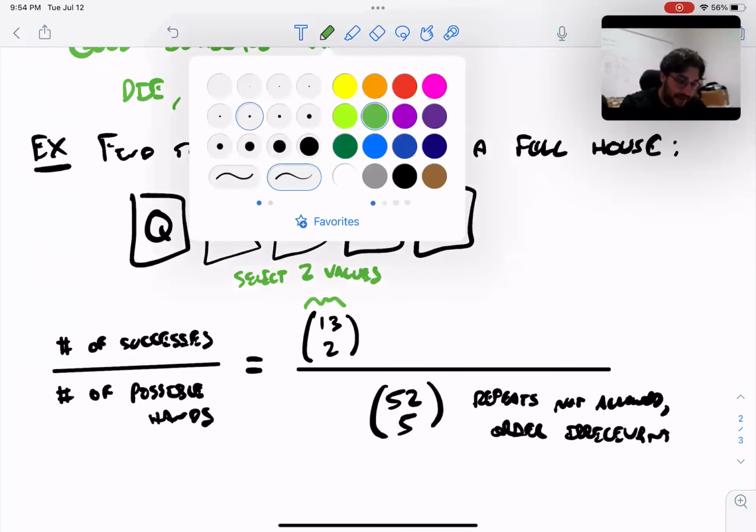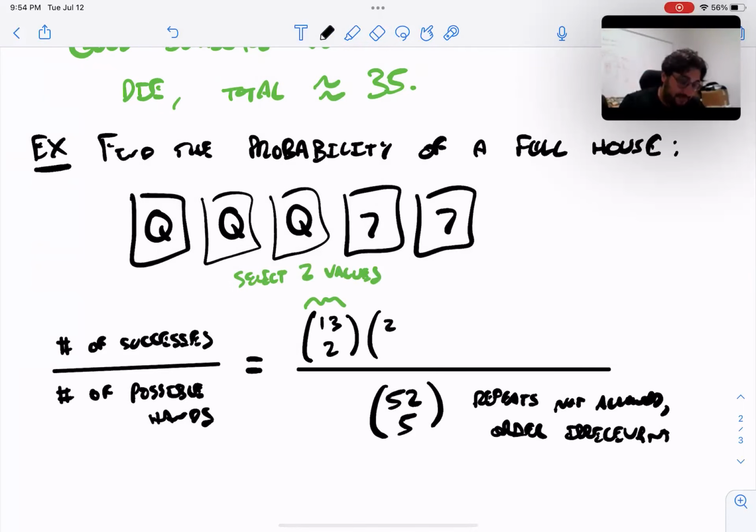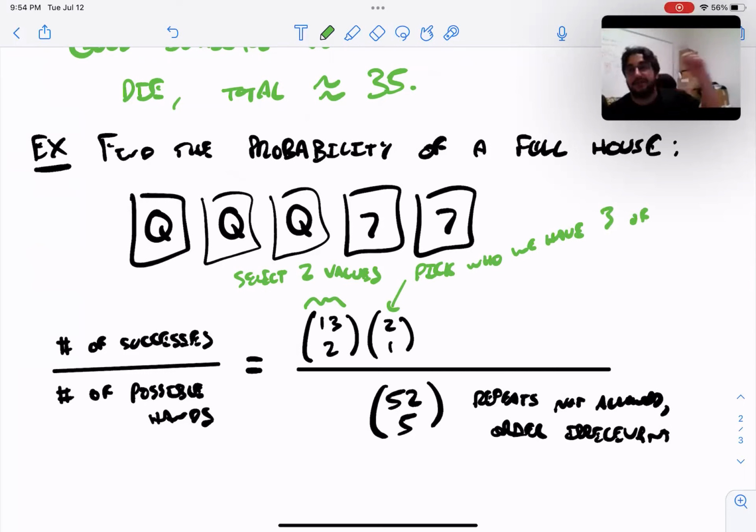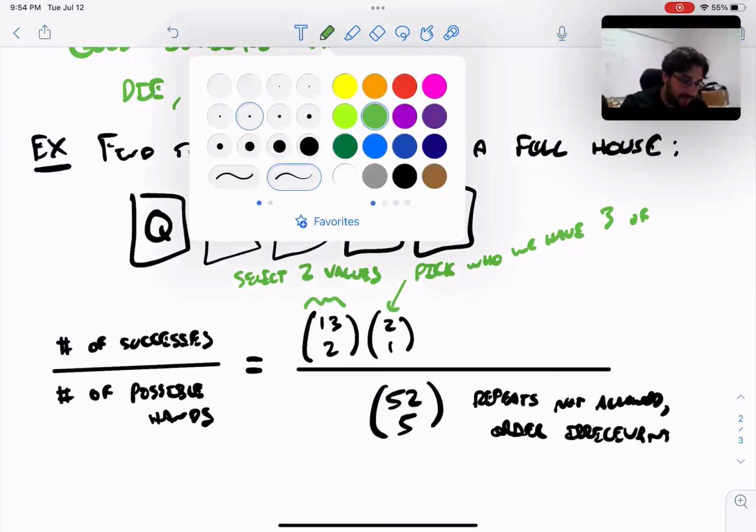Now, of those 2 values, I have to pick one that I have 3 of and one that I have 2 of. So pick which one we have 3 of. The idea is, suppose I already chose queens and sevens from that 13 choose 2. Well, then this 2 choose 1 is acknowledging the fact that I could do 3 sevens and 2 queens, or I could do 3 queens and 2 sevens. They're both valid ways to build a full house, so we need to account for that.